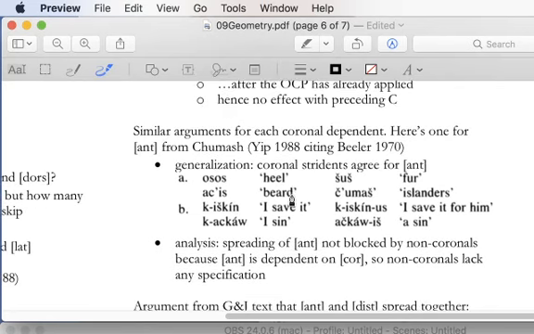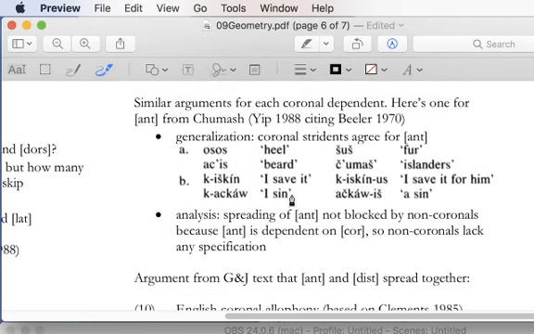There's similar arguments for each of the dependents of the coronal place node. Here's an argument for anterior as a dependent from Chumash. This is an American Indian language. And Chumash has anteriority harmony or sibilant harmony. So what does that mean? Coronal stridents need to agree for the feature anterior.